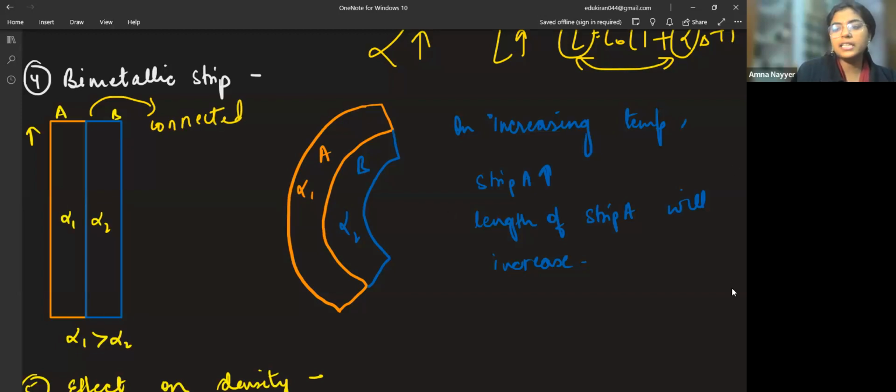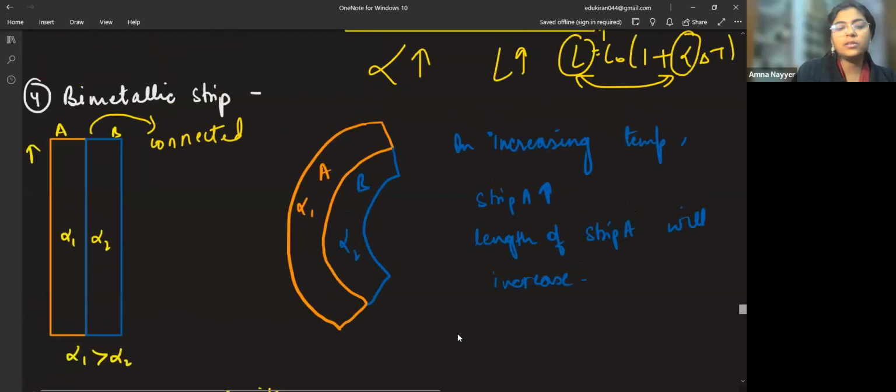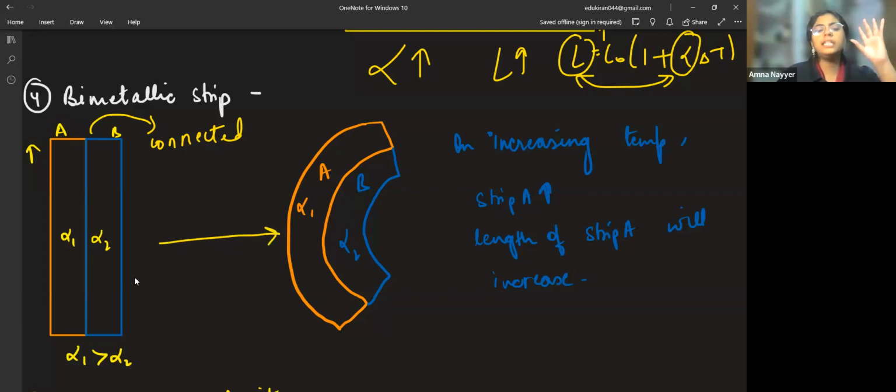Now the condition here is, you can look here, it's written alpha 1 is greater than alpha 2. So which has the greater value of coefficient of thermal expansion? It will expand more. So as a result, what happens? The bimetallic strip of A, because this has the greater value of alpha, its length increases more, whereas B expands less. So this type of case you get once you have heated it.